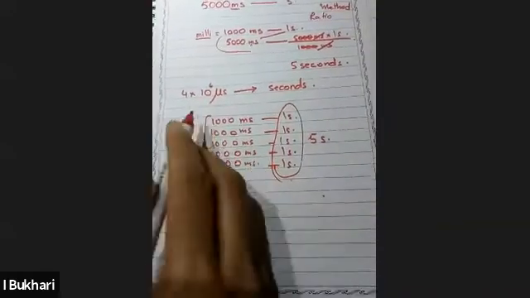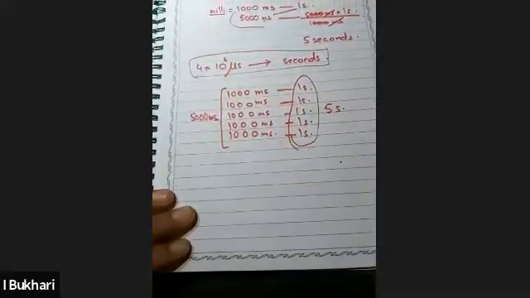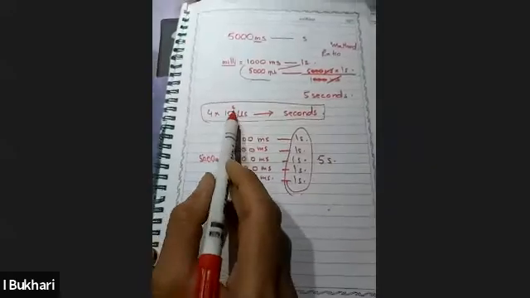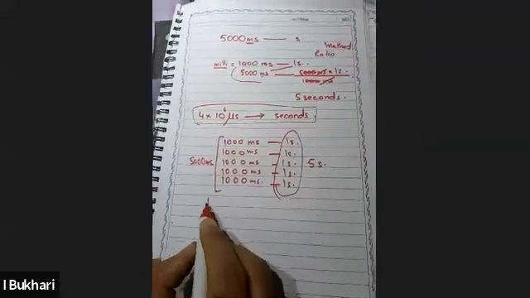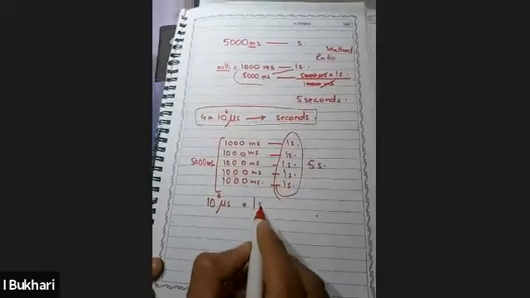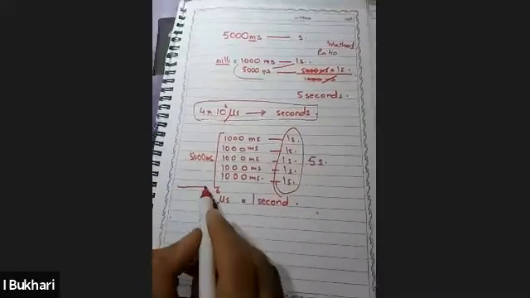Okay. Now let's move on to this next question. 4 into 10 to the power 6 microseconds is equal to how many seconds? Who wants to answer this question? Anas. Yes, Anas? 4 into 10 to the power 6 microseconds is equal to how many seconds? Let me give you a hint. 10 to the power 6 microseconds is equal to 1 second.